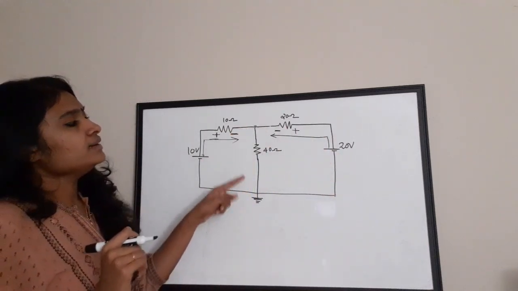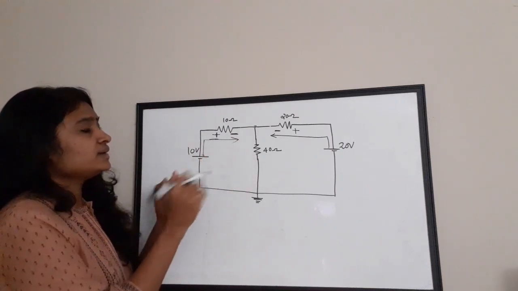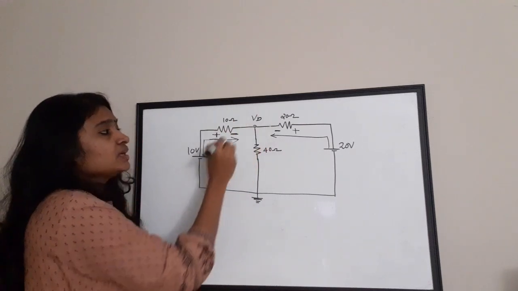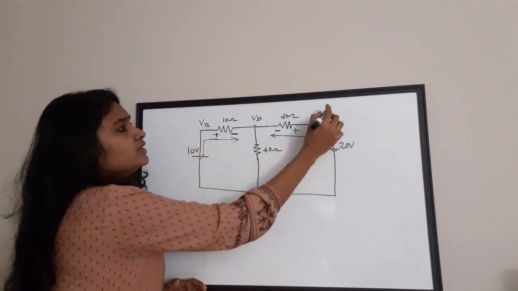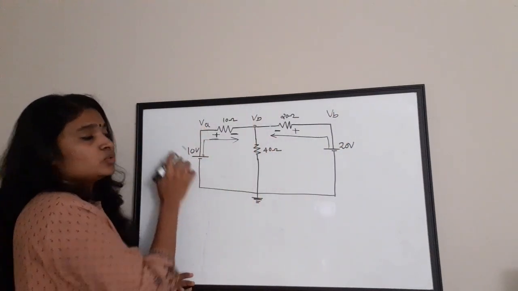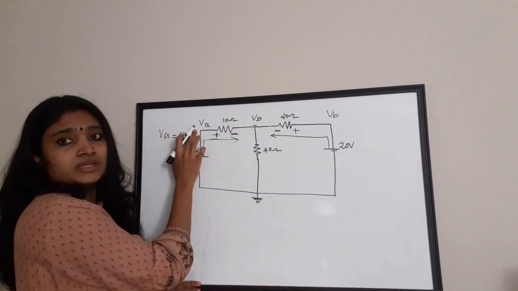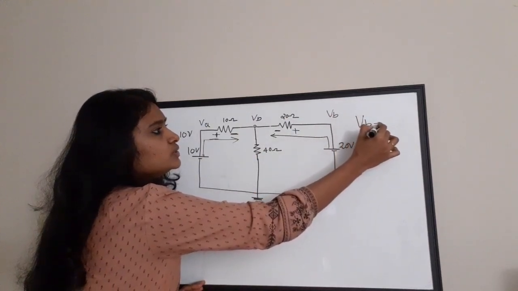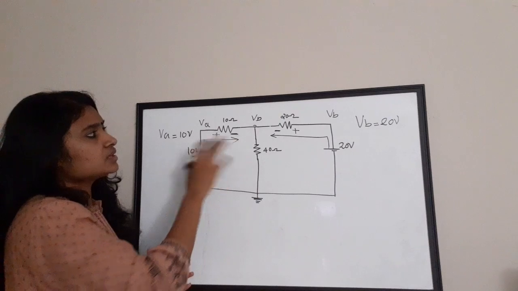Okay. And we need one more current, that is, we have one more branch, this branch, right? So before that, I'm going to take the voltage present at this particular point as VA and this point as VB. Okay, we know that this VA will be equal to 10 volt, because this voltage is equal to this voltage, right? Also, VB is equal to 20 volt. So we have obtained the voltages here.